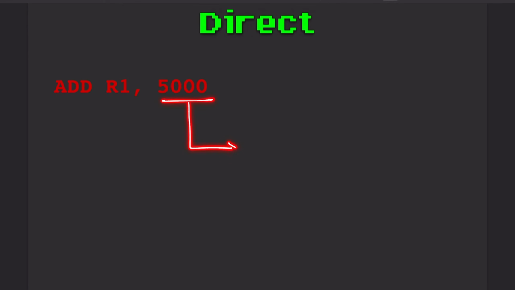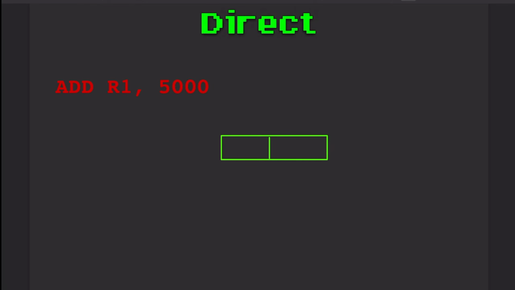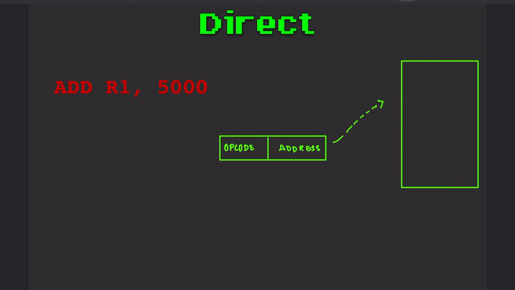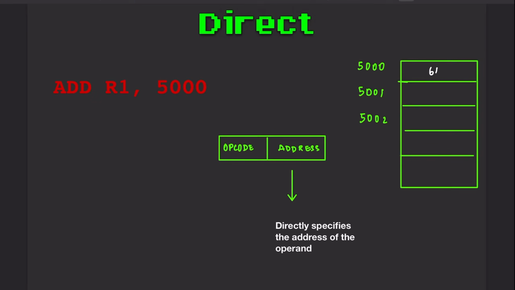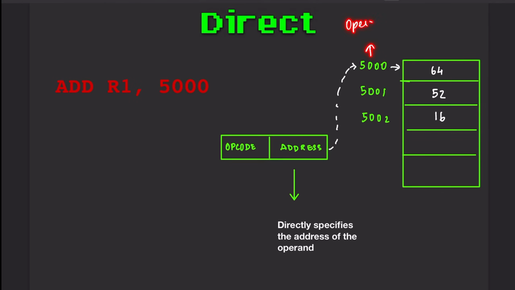Direct addressing mode. In this type of addressing mode, the memory address of the operand is directly specified in the instruction as a part of it. Here, the operand is stored in the memory address 5000. The CPU goes to the memory address 5000 and fetches the operand stored, that is 64.